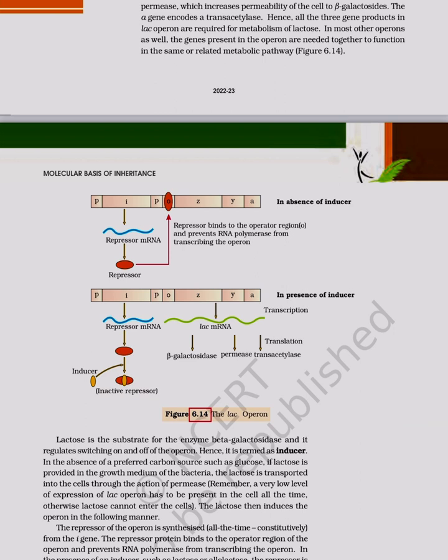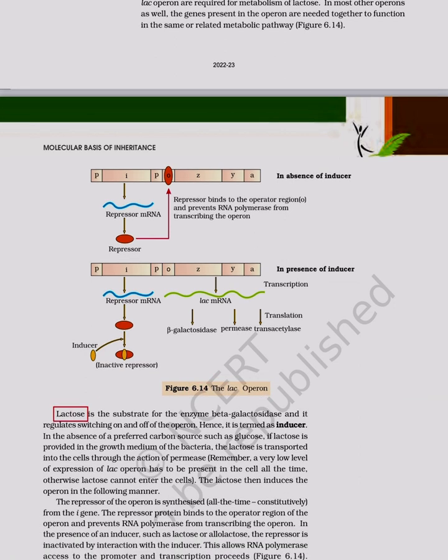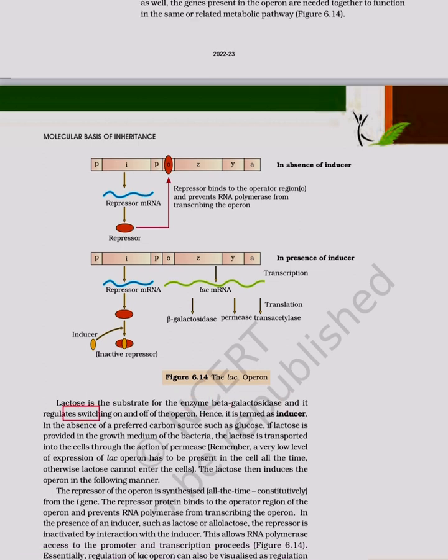Figure 6.14 for the lac operon. Lactose is the substrate for the enzyme beta-galactosidase and it regulates switching on and off of the operon. Hence, it is termed as inducer.